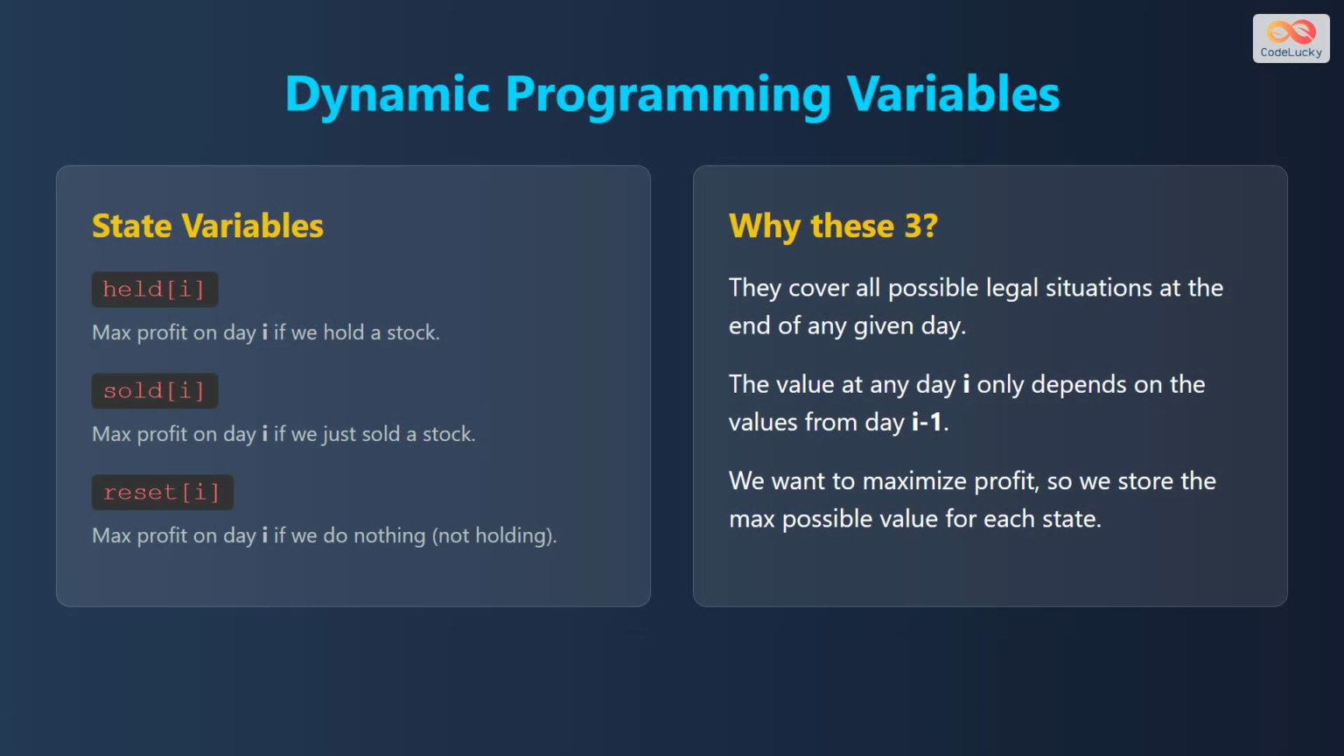We can translate these states directly into dynamic programming variables. We will track 3 values for each day i. Held stores the max profit if we end the day with stock. Sold stores the max profit if we end the day having just sold. And reset stores the max profit if we are empty-handed and not in cooldown.